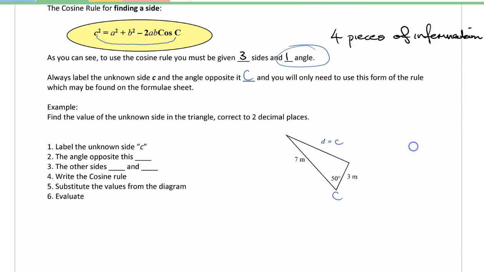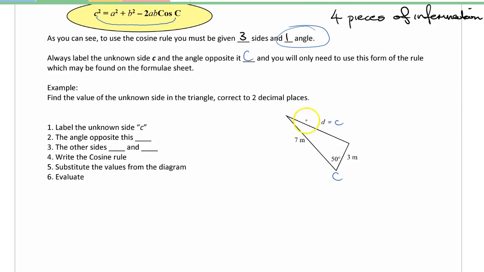Okay, let's have a look. Find the value of the unknown side, which is d, correct to 2 decimal places. Is this satisfying the condition for the cosine rule? And that condition is three sides and one angle? Yes, it is. It's not that all three sides are given. Two sides are given, and the third side is what we're finding. So yes, it does involve all three sides, and the unknown side is opposite the angle that we know, and that must always be the case.